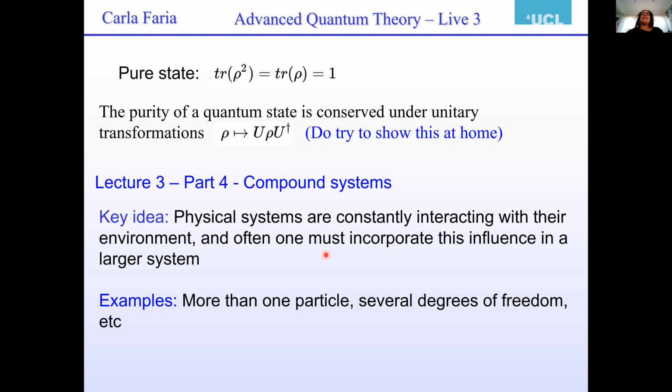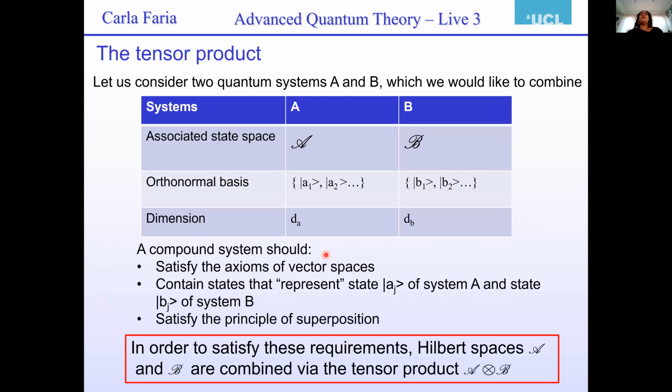And this is important in the sense that you can consider, for instance, two quantum systems A and B, whatever they are, and you want to combine them, and you're going to have associated state spaces. You're going to have orthonormal bases, and each of them has some dimension. So when you construct a compound system, it needs to satisfy all the axioms that we have already stated for vector spaces. It has to contain states that represent state A_j of system A and state B_j of system B, so they don't get mixed up in that way. And you also need to have a tensor product.